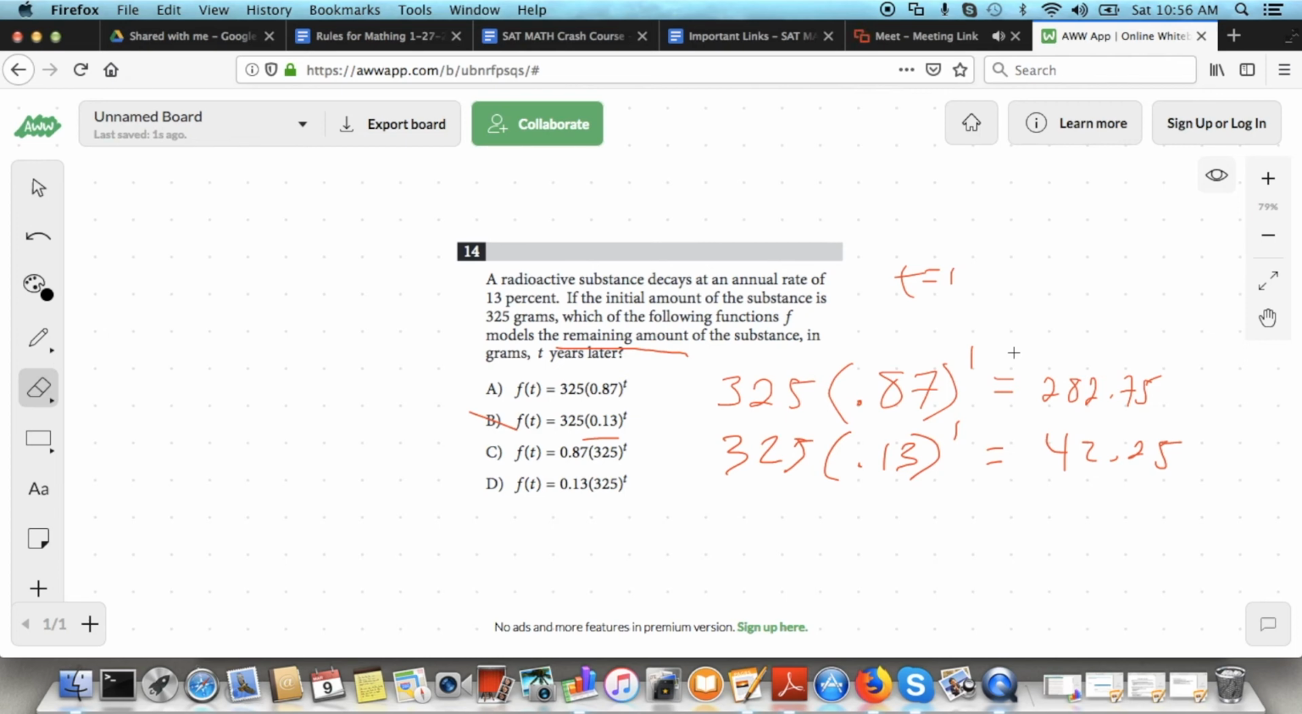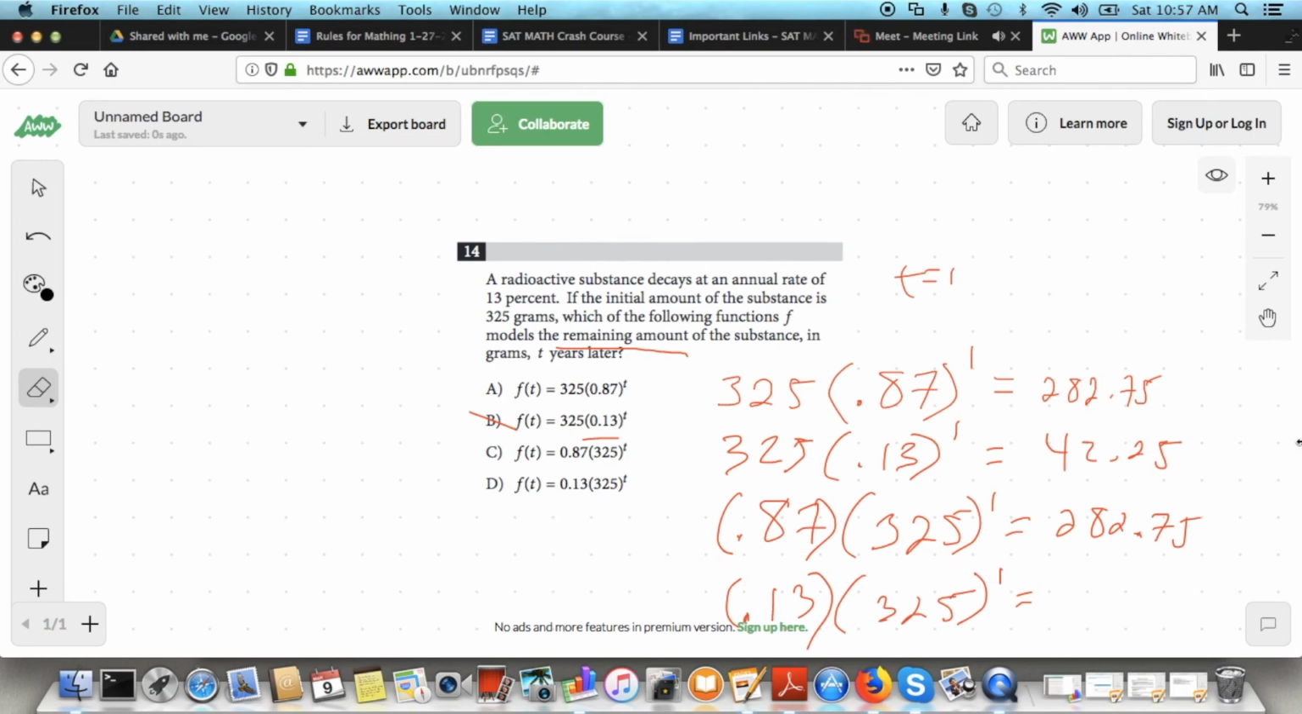Yes? Okay, all right, so let's plug a 1 in for T in answer choice C. So we'll get 0.87 times 325 to the power of 1. That's just 325. What does that give us? 282.75, okay, just like A. Do you want to keep C or eliminate it? For now, let's keep it, because that's a reasonable value. And then plug it into D. Same thing: 0.13, 325 to the power of 1.